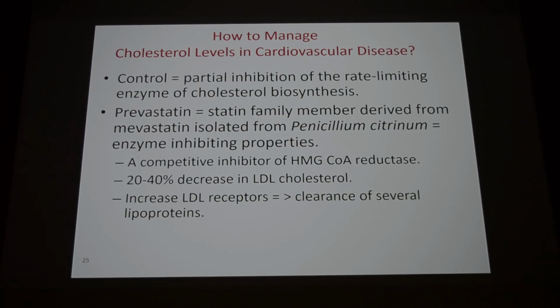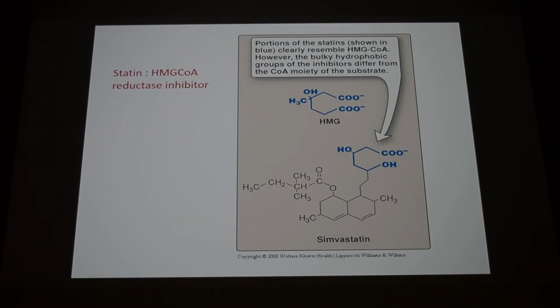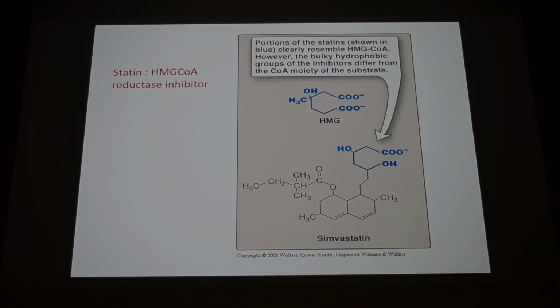So the drug will inhibit the rate-limiting enzyme, which is HMG-CoA reductase, and this drug is one of the statin family. It's derived from penicillin, and it has the inhibiting property because it is a competitive inhibitor of HMG-CoA reductase, and it causes a decrease in the LDL cholesterol of 20 to 40% and an increase in LDL receptors. You know that we need the receptors for the metabolism of cholesterol, and we will study this next week. So this is the drug, simvastatin. It has a similar structure to the substrate, which is HMG.